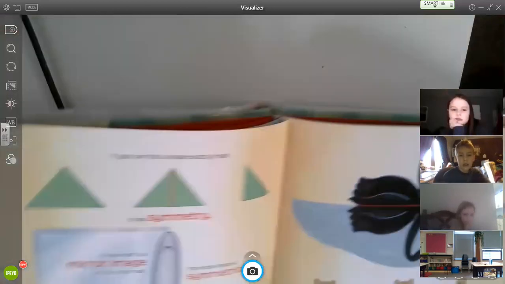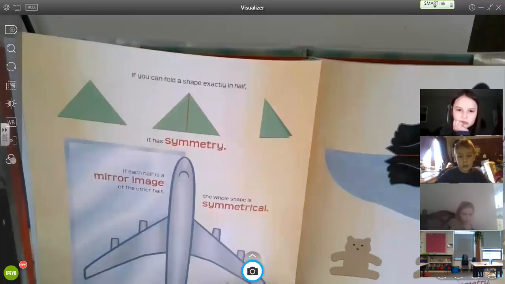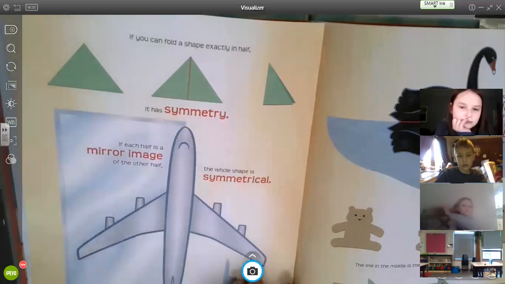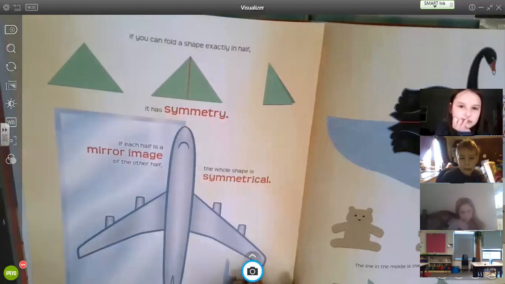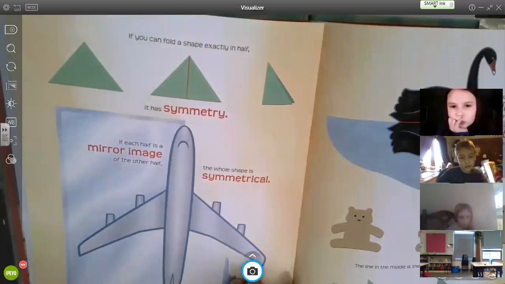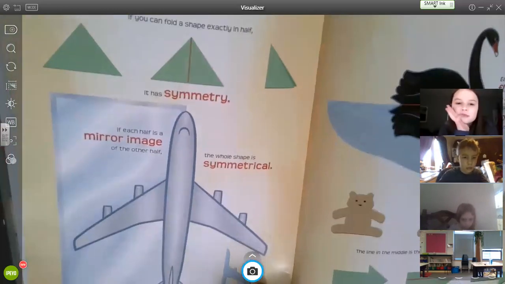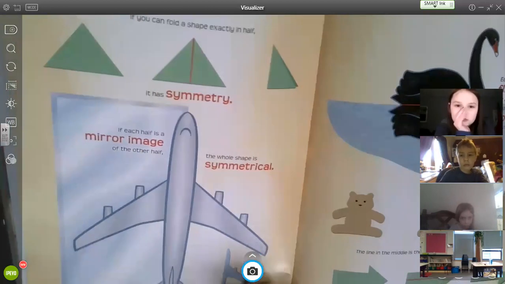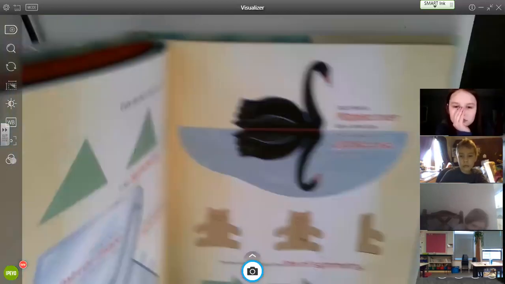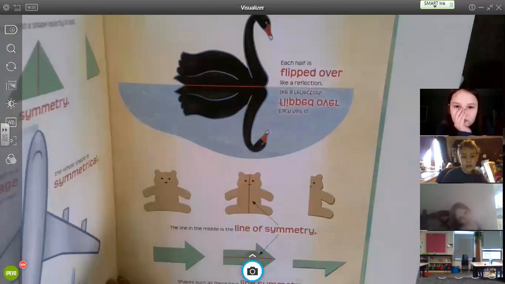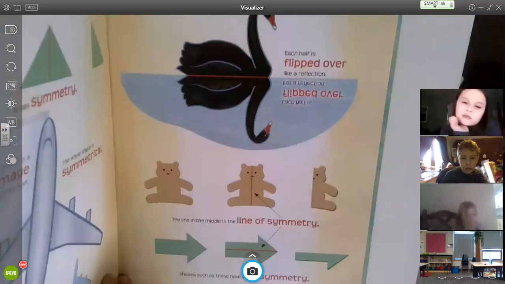You can fold a shape exactly in half. It has symmetry if each half is a mirror image of the other half. The whole shape is called what? Symmetrical. Very good. So that airplane would be symmetrical. Each half is flipped over like a reflection. The line in the middle is the line of symmetry.